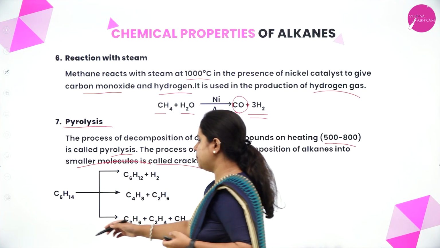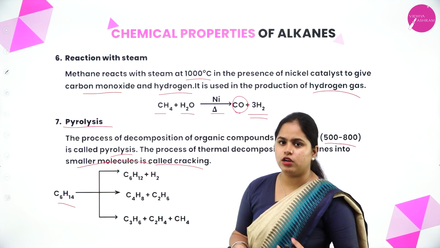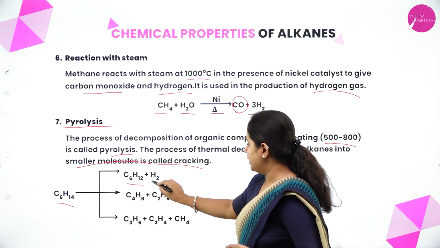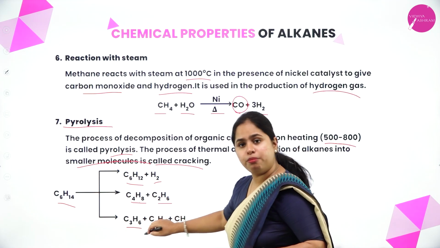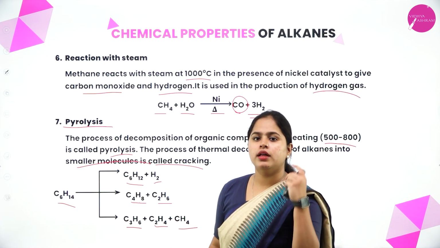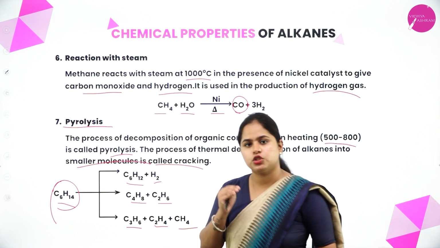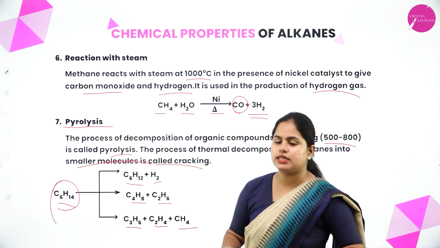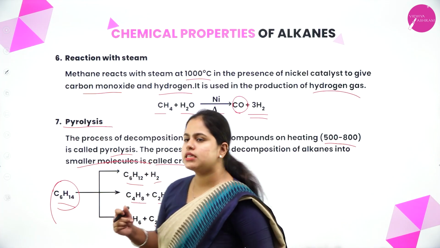You can see one example here, C6H14, that is hexane. If hexane undergoes pyrolysis at high temperature, it can form various products. It can form hexene and liberate hydrogen gas. It can form butene and ethane. It can form propene, ethene and methane. So this is how pyrolysis takes place. That is, a higher alkane will break down into smaller compounds. It can form alkenes and liberate hydrogen gas. It can form further smaller alkenes or smaller alkanes itself. So this is called pyrolysis.